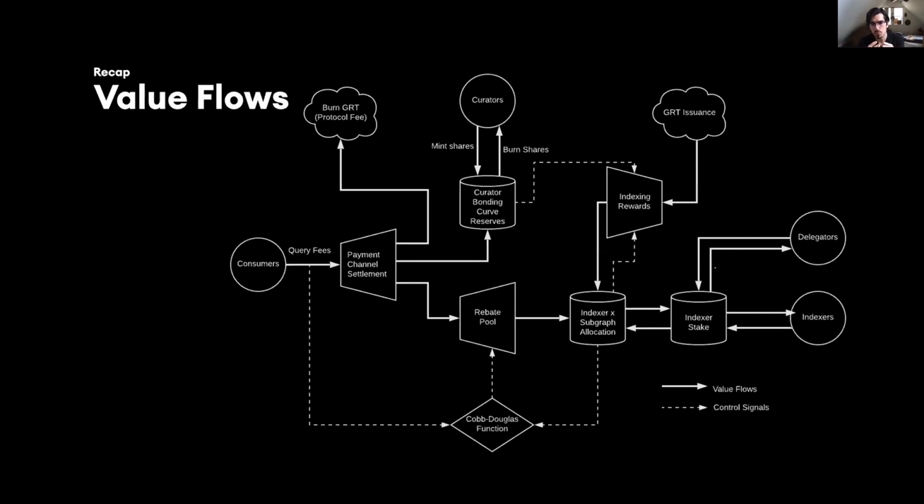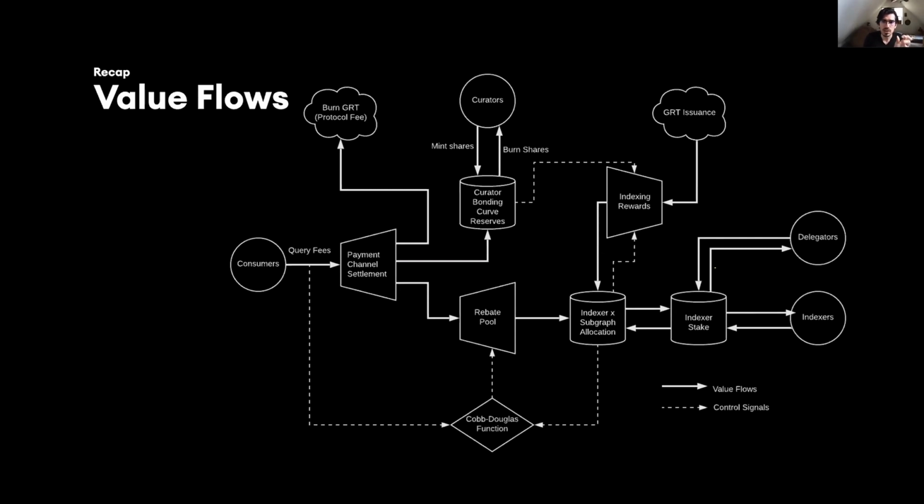You can see that the rebate pool has a control signal, the dotted line. That control signal is the Cobb-Douglas function, the rebate formula I showed you earlier. It's a function of the query fees contributed as well as the amount of allocated stake. Similarly, the indexing rewards, as we discussed earlier, have a control signal of the amount of curator signal on a subgraph as well as the amount of allocated stake on that subgraph. And finally, on the left side, consumers are paying query fees going into the payment channel settlement. Part of those fees are distributed to the rebate pool, but part of them go to curators to reward them for successfully predicting which subgraphs would be the most valuable in the network.